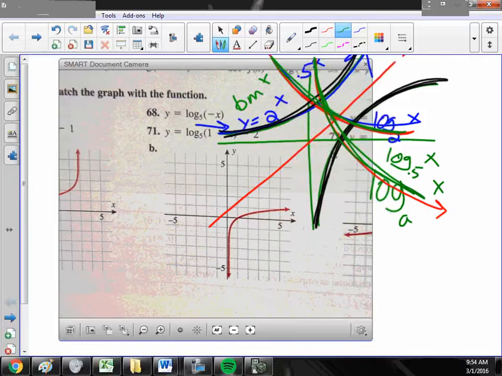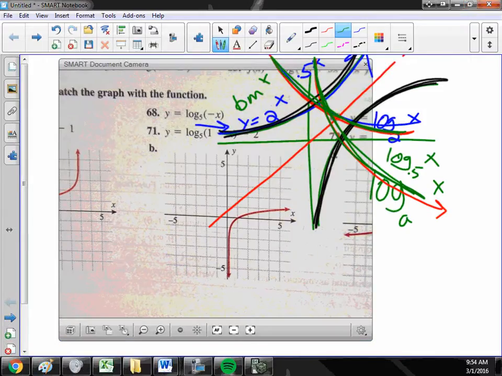And then the only other thing you have to worry about is reflections. If you change the sign on x, that means all of the x-axis values flip around, and that's a y-axis reflection. If you change the sign on the logarithm, that changes all the y values, and it flips vertically.